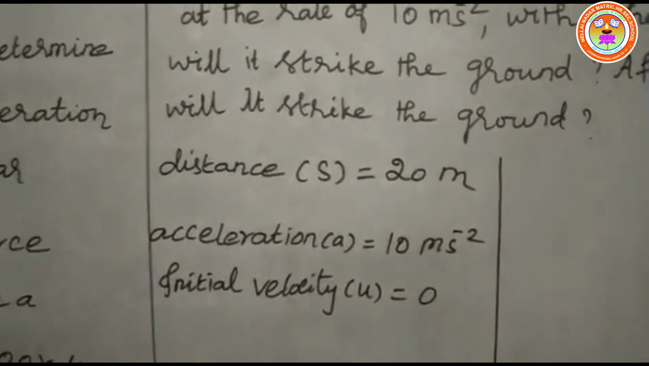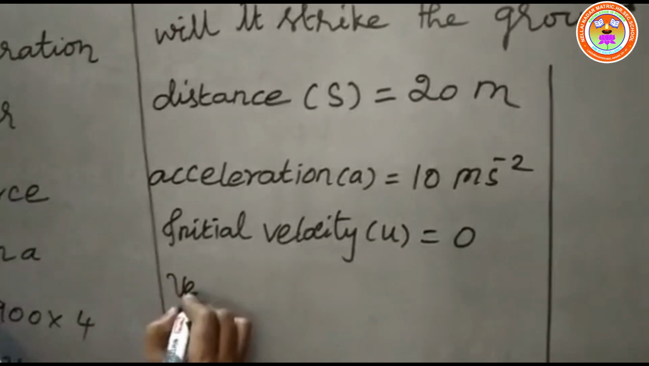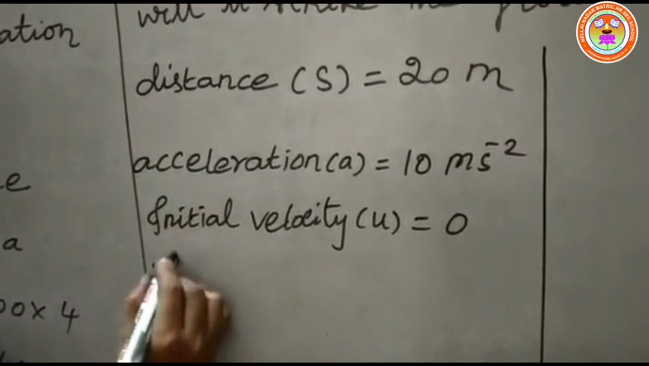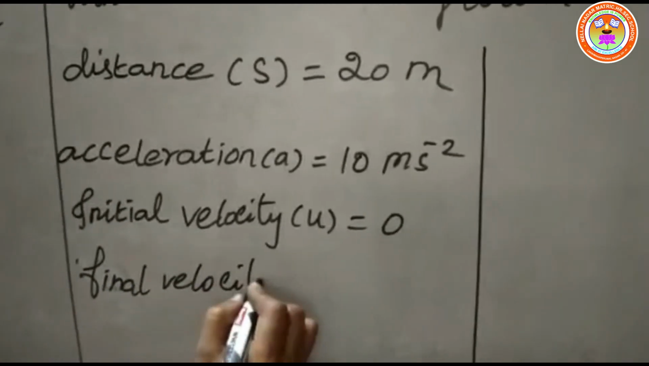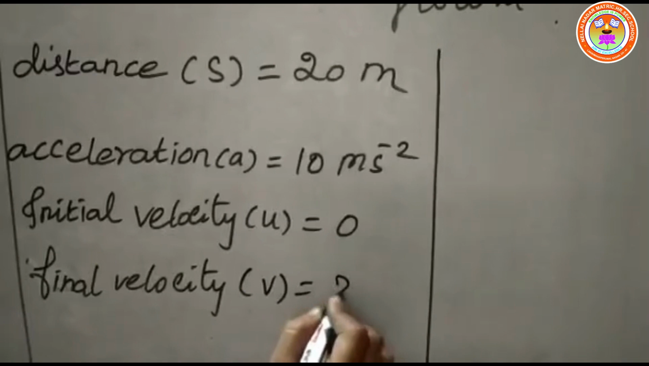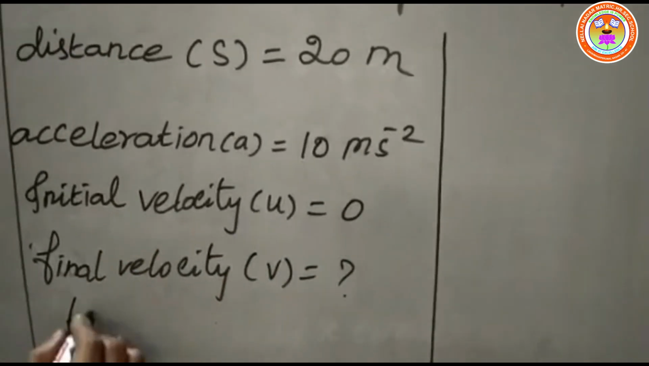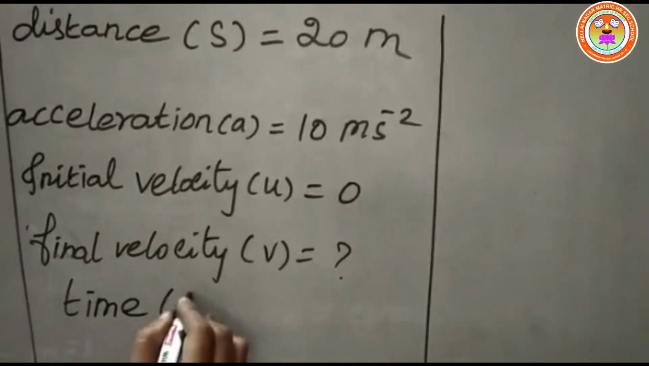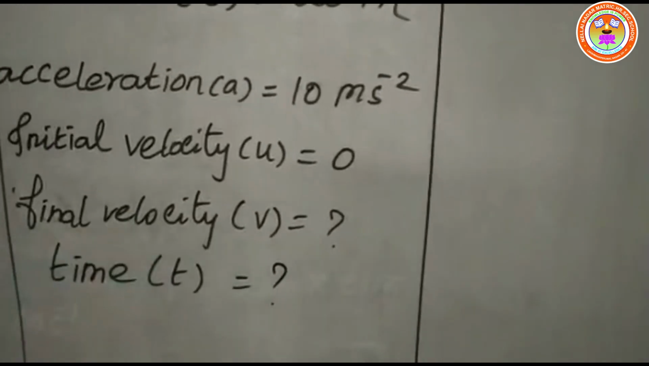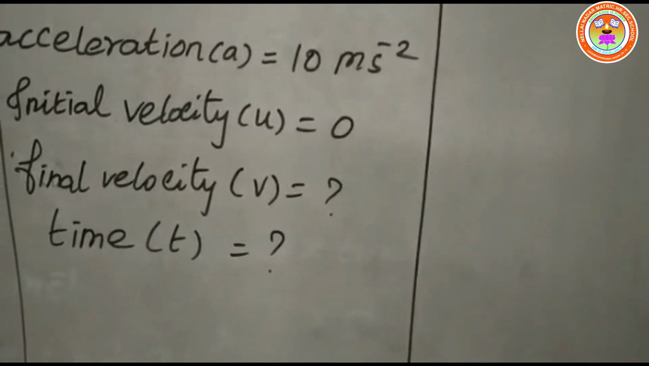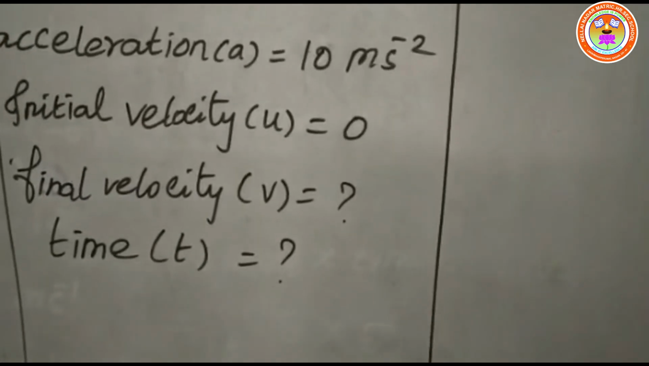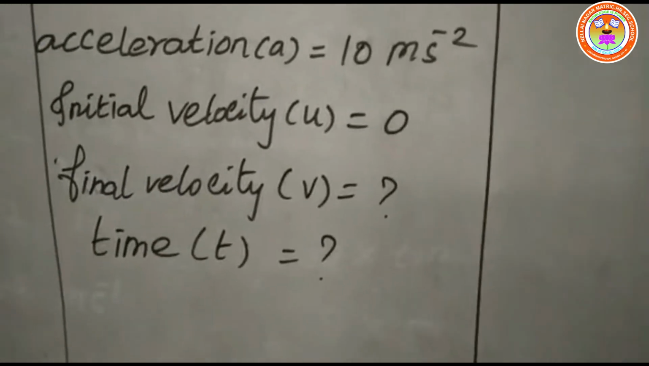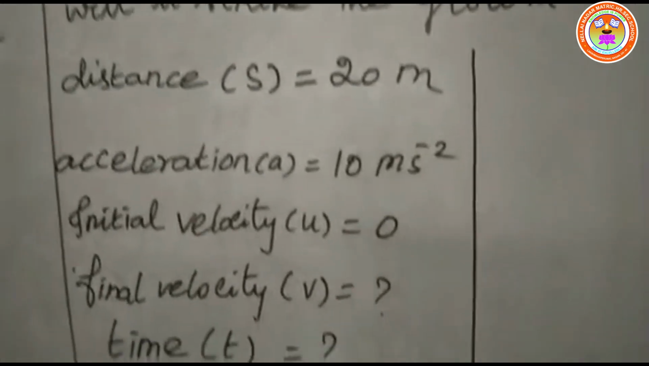So what values are we going to find out? That is the final velocity. The symbol for the final velocity is V. We have to find it out. And the time taken to reach the ground, that is T, we are also going to find out. Using the equations of motion only, we are going to find out the final velocity and the time taken by the ball.